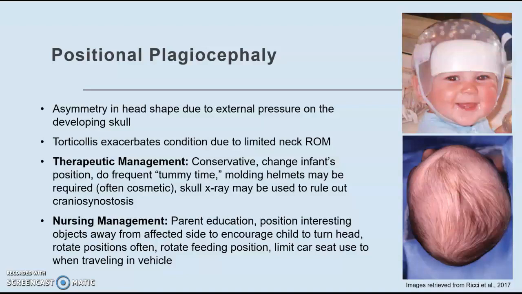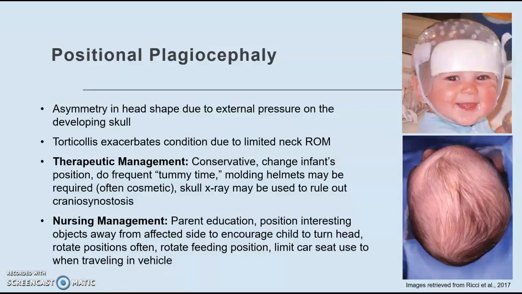This is due to long periods of pressure applied to the back of the child's skull during bedtime and naps, where previously many infants were positioned prone for sleep or side lying. Torticollis, a condition that causes tightness of the neck and limited neck range of motion, can exacerbate the condition because the child favors one side or likes to rest their head on one side because it's more comfortable, or they're unable to turn their head to the other side.